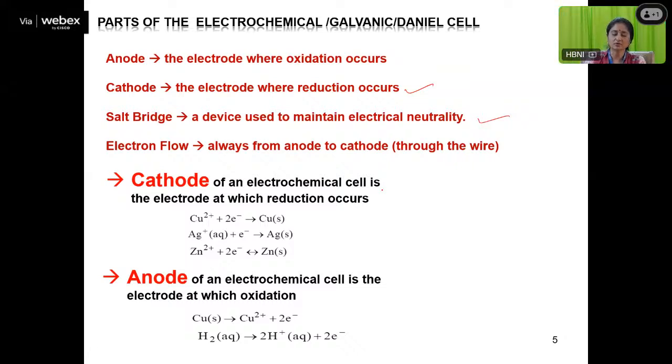Now the cathode of an electrochemical cell is the electrode at which reduction occurs. You can see three examples given: Cu2+ plus 2 electrons giving copper, Ag+ plus 1 electron giving silver, and Zn2+ plus 2 electrons giving zinc. See the difference in electron transport: for copper and zinc, 2 electrons are transported, whereas for silver it is 1 electron. And the anode is the electrode of the electrochemical cell where oxidation occurs, so it is copper, or hydrogen, so it will be hydrogen ions.